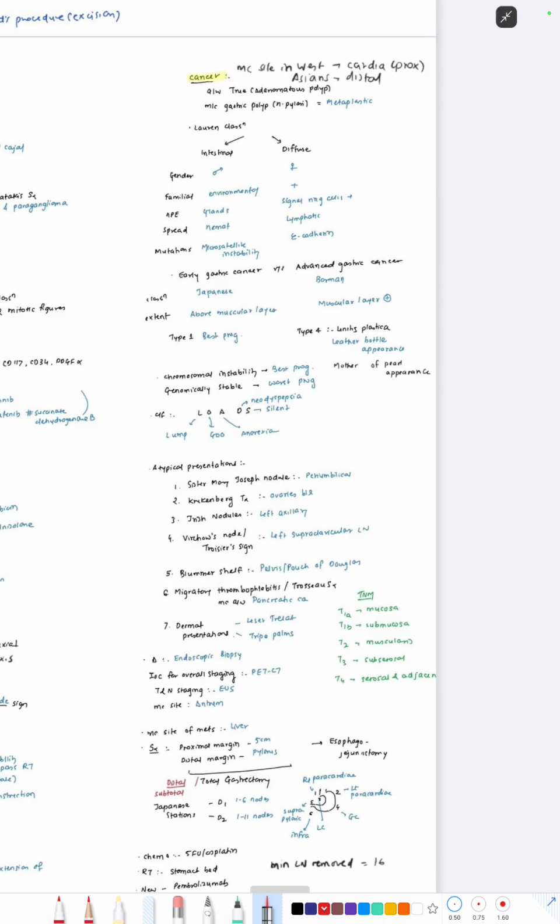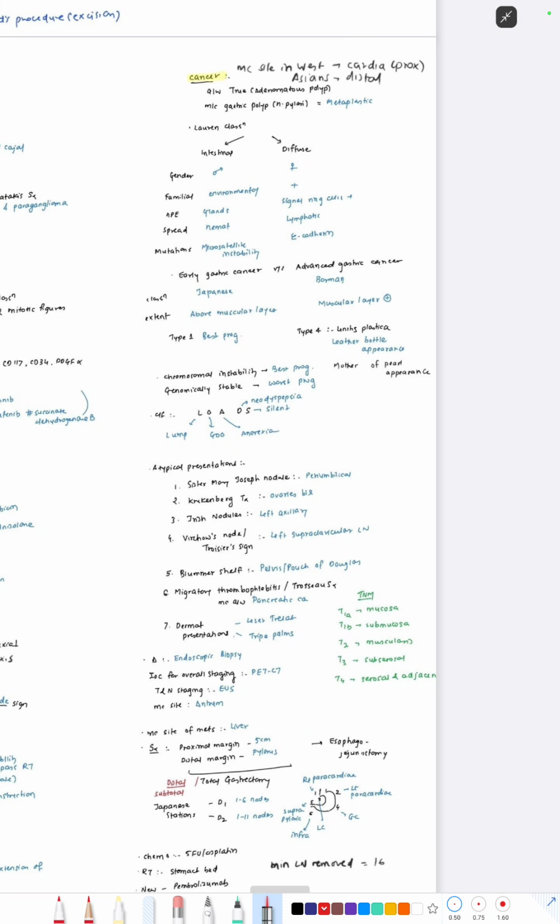Now there are differences between early gastric cancer and advanced gastric cancer. In early gastric cancer, the Japanese classification is used, while in advanced gastric cancer, there is Borrmann's classification. Extent for early gastric cancer is above the muscular layer, and the muscular layer is breached in advanced gastric cancer. Type 1 has the best prognosis. Type 4 is called linitis plastica, or leather bottle appearance, or also the mother of pearl appearance. If it is associated with chromosomal instability, it has the best prognosis, but if it is associated with genomic instability, then it is the worst prognosis.